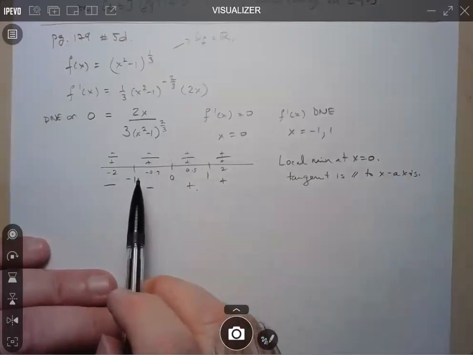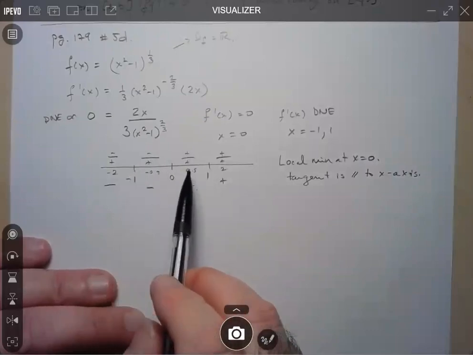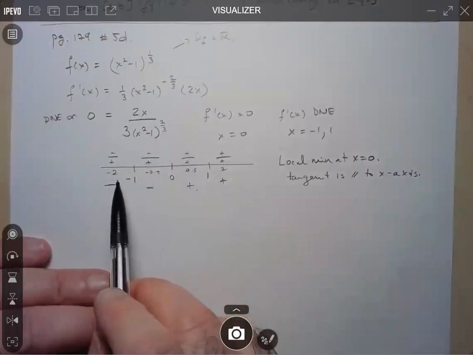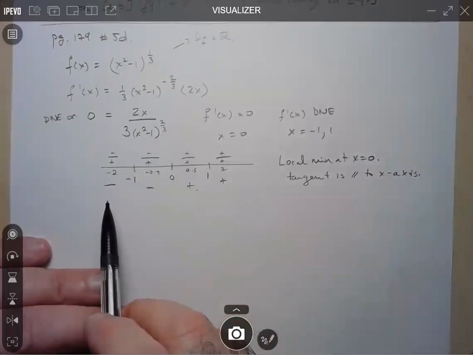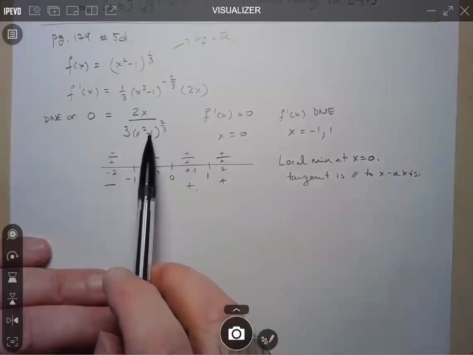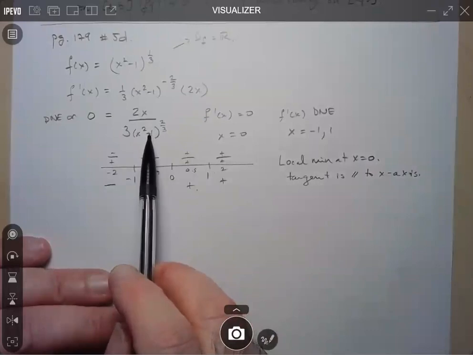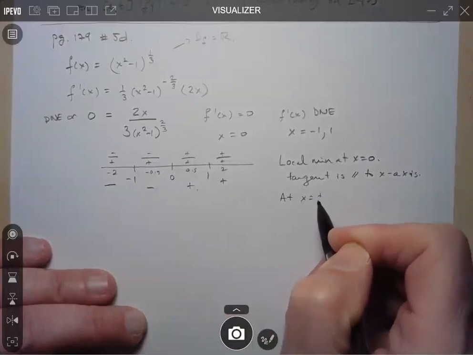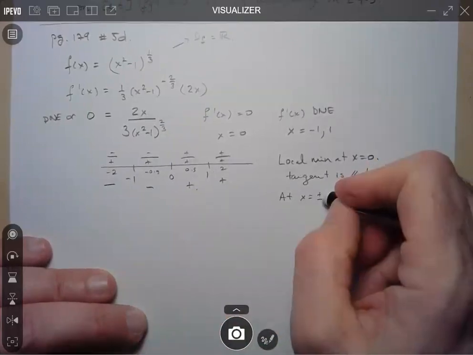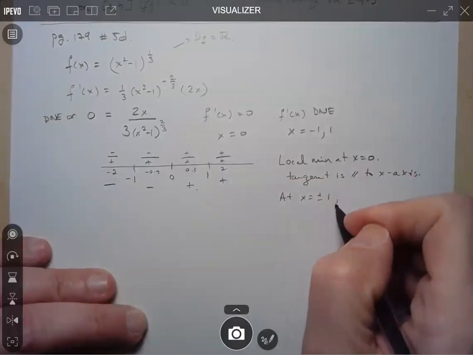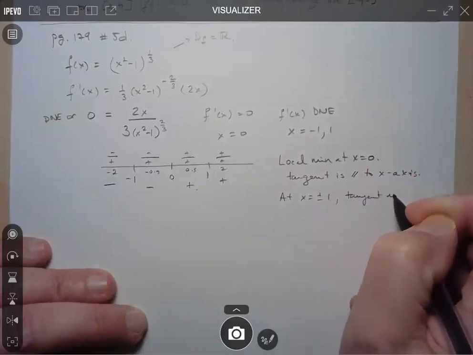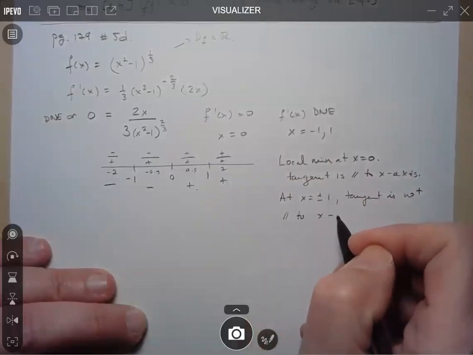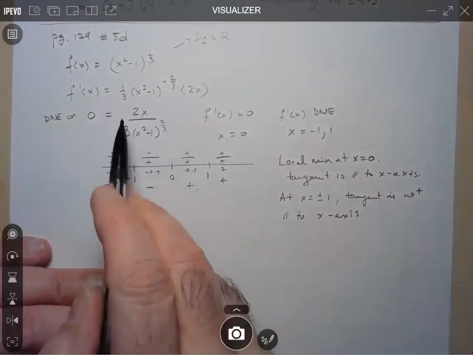Okay, now I do not have local extrema at -1 and 1 because the sign doesn't change. And when I look at the derivative, I see that the derivative doesn't exist at those points. So here at x equals 1, -1, oops, the tangent is not parallel to the x-axis because I see that the derivative is not equal to 0.